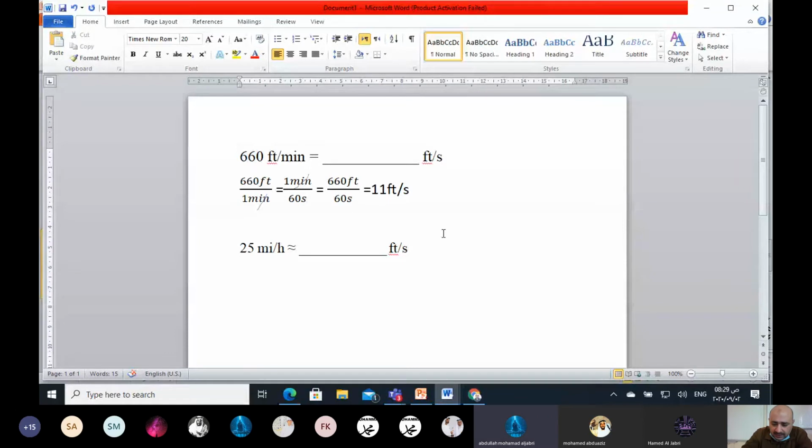Okay, listen here to this example now. Please write this example in your notebook and try to solve it. We want to convert from 25 mile per hour to feet per second. So here we have a change between mile and feet, and we have a change between hour and second. Try to solve it, please.